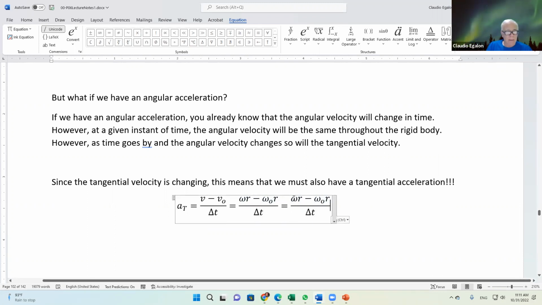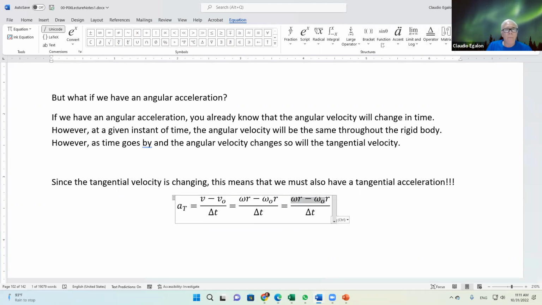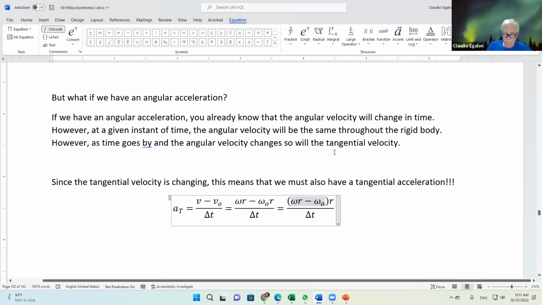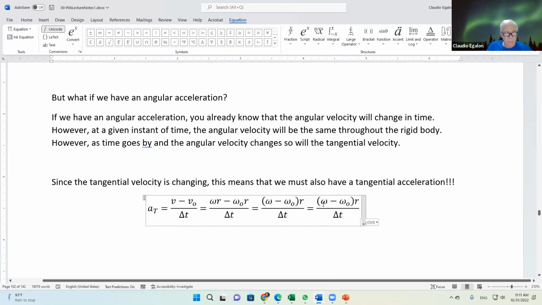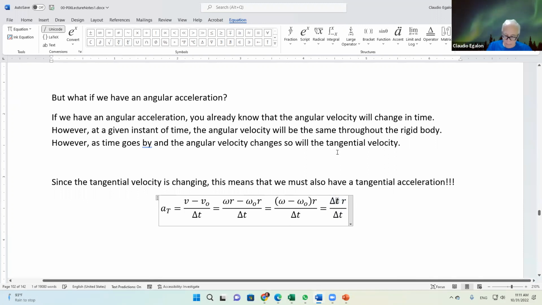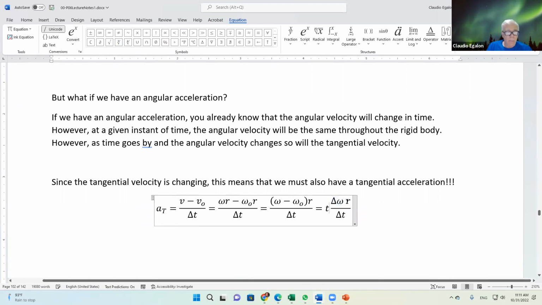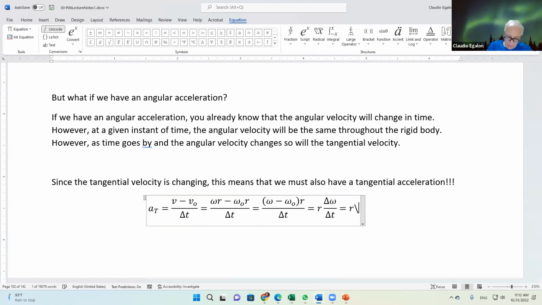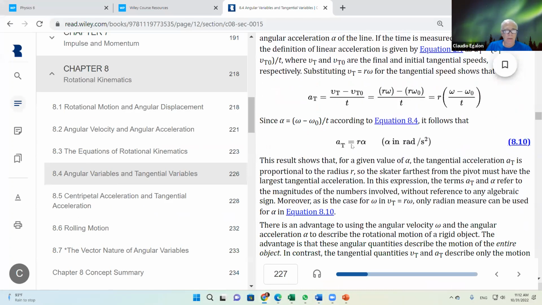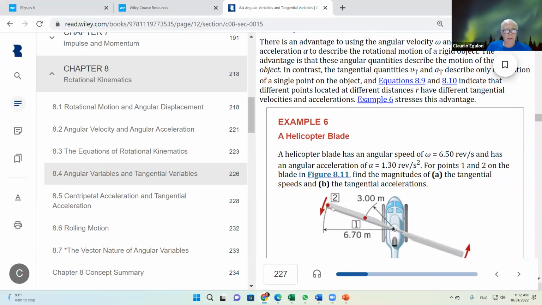So what else do we have? We can put the R in evidence. And then what we have at the top is going to be delta omega. R delta omega over delta t. But R delta omega over delta t is what? It is R times angular acceleration, just like we defined before. So that's what we have here in this one. Right here. Radians per second squared, okay? So we can come up with the tangential acceleration of the blades of this helicopter.